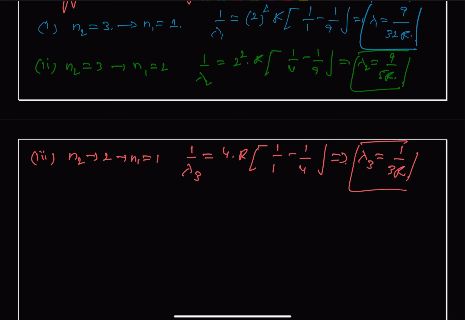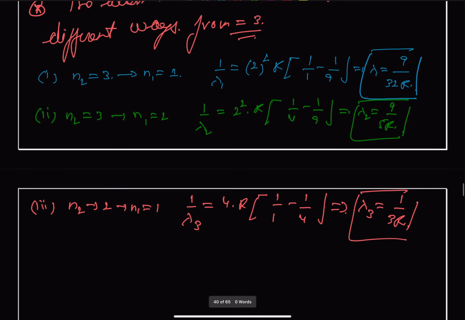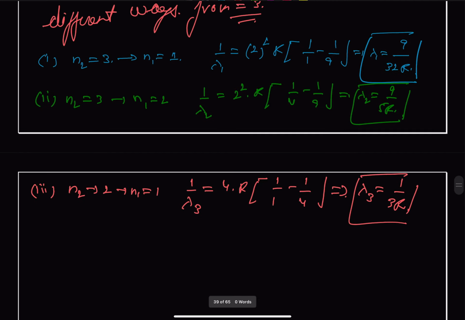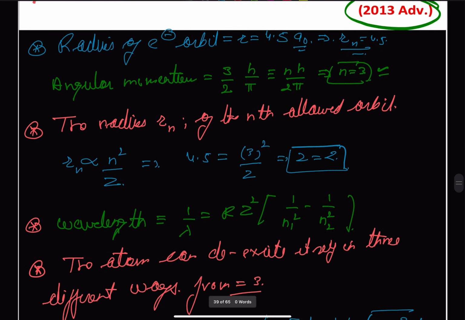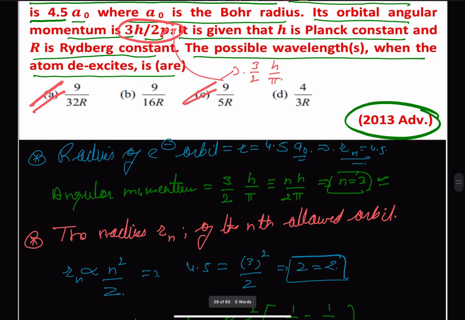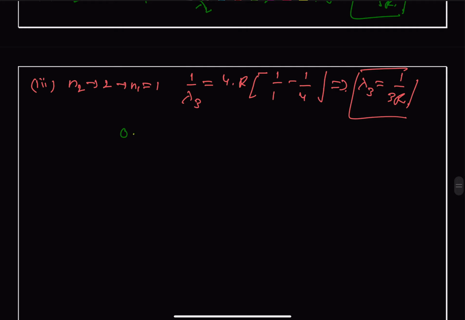So we have 9 upon 32, 9 upon 5 and 1 upon 3, and I think this 1 upon 3 is okay. So options A and C are correct.